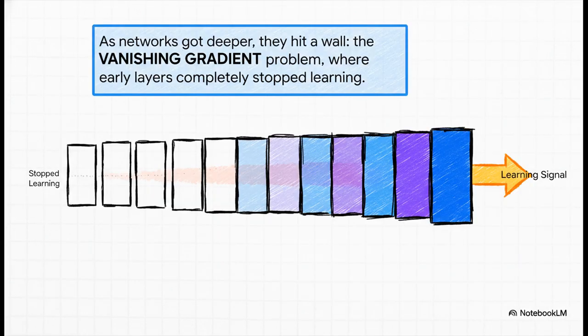But there was a problem, a big one. For years, researchers kept hitting this wall. They knew deeper networks could learn more complex things, but they just couldn't build them. Why? Because of something called the vanishing gradient problem. The signal that tells the network how to learn had to travel backward through all the layers. And with each layer, it got weaker and weaker, until, poof, it just fizzled out to nothing. The earliest layers were left completely in the dark, unable to learn a thing.